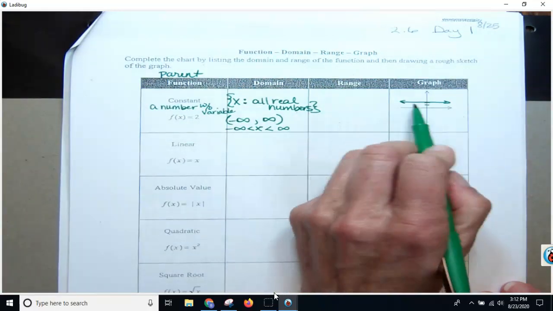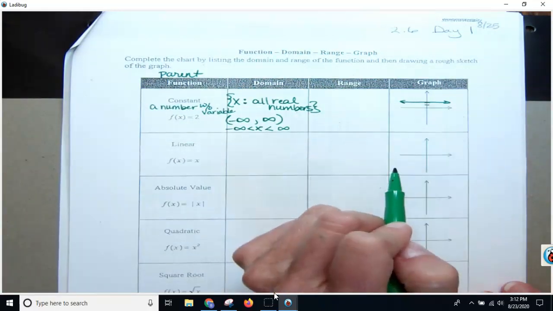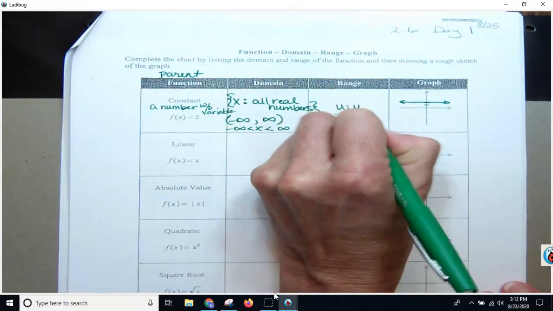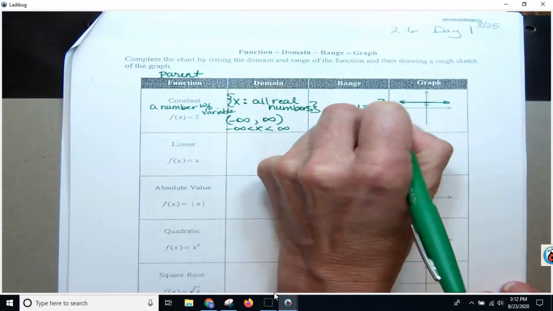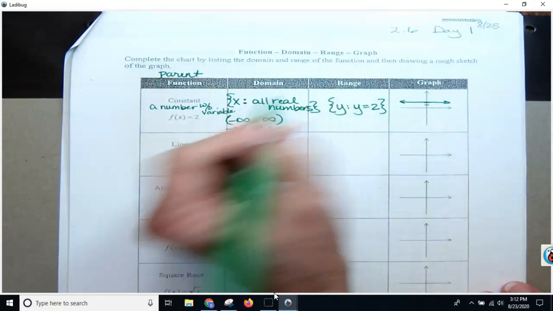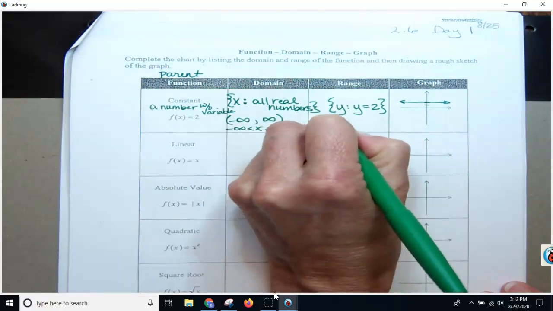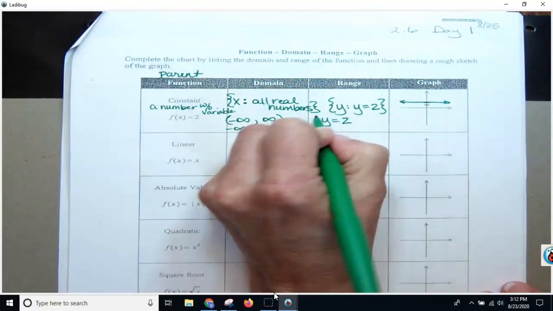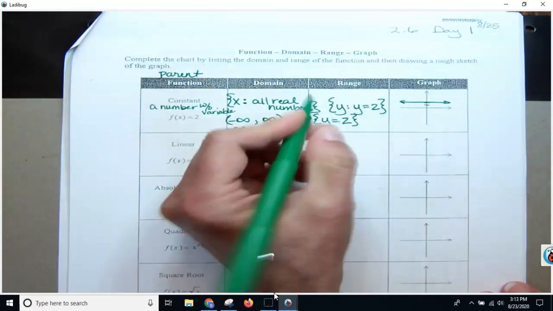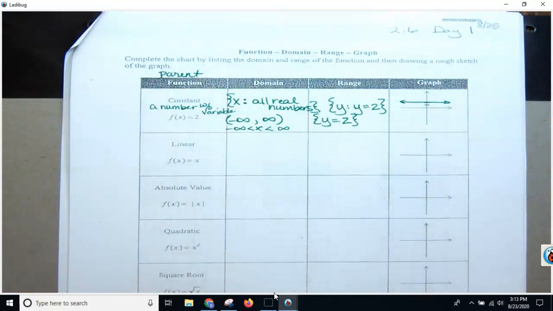Your range, at this point, the only y value that's even being touched is 2. So y is the set of numbers where y equals 2. You can write it like that, or write it as y equals 2 with the set. That's probably the way you want to write it, one of those two ways.